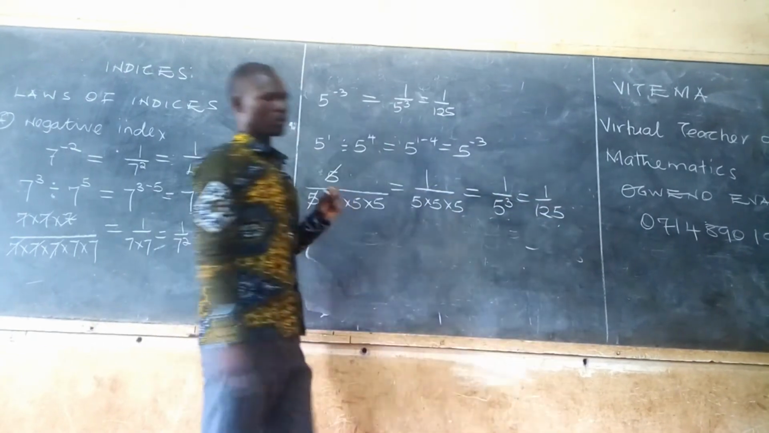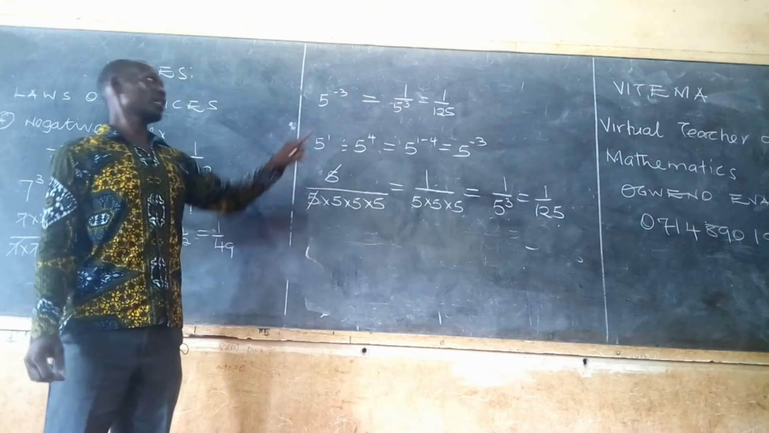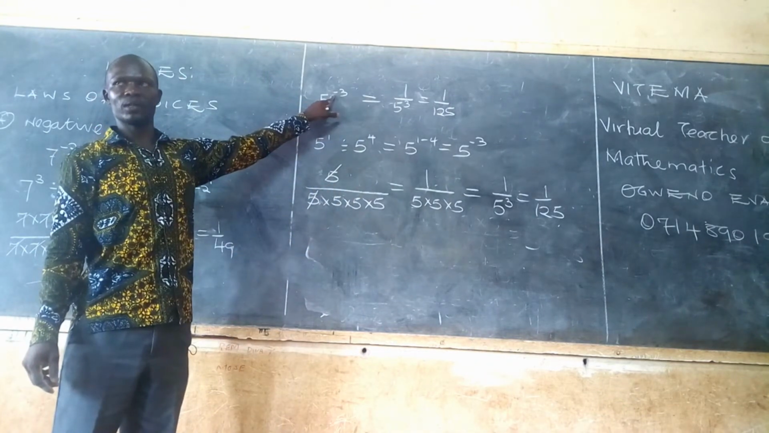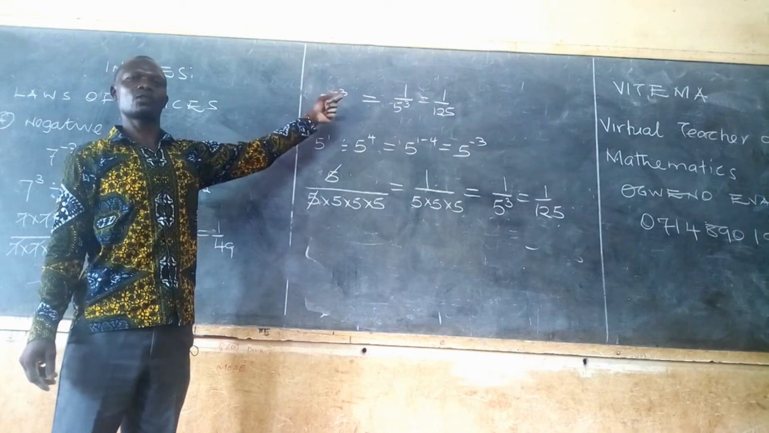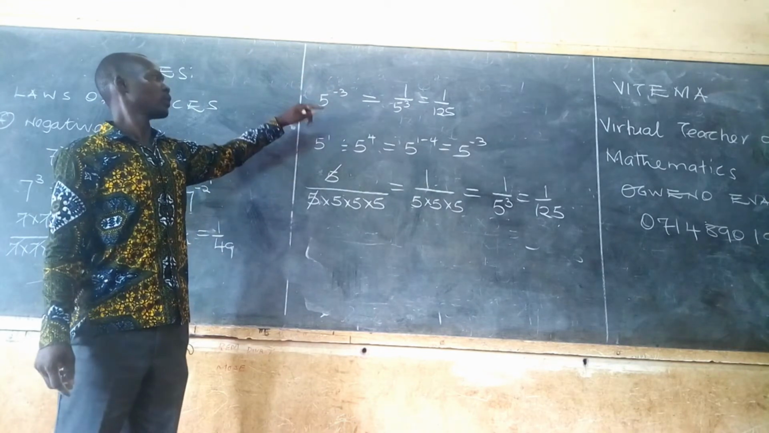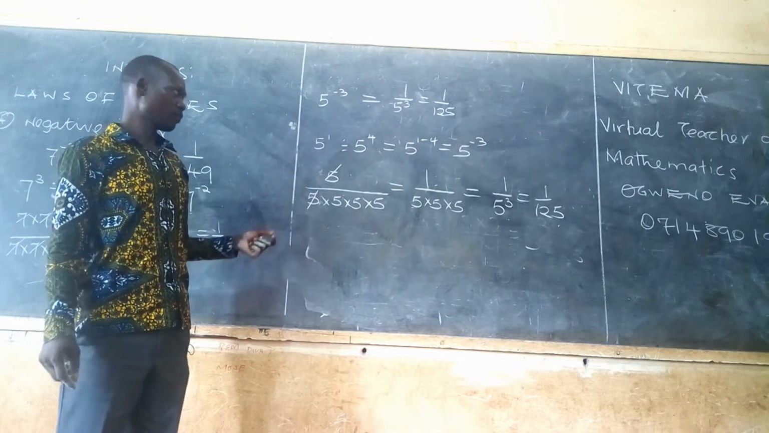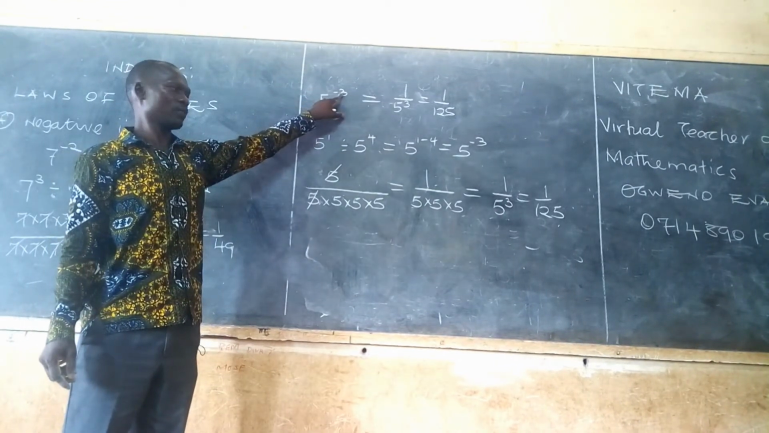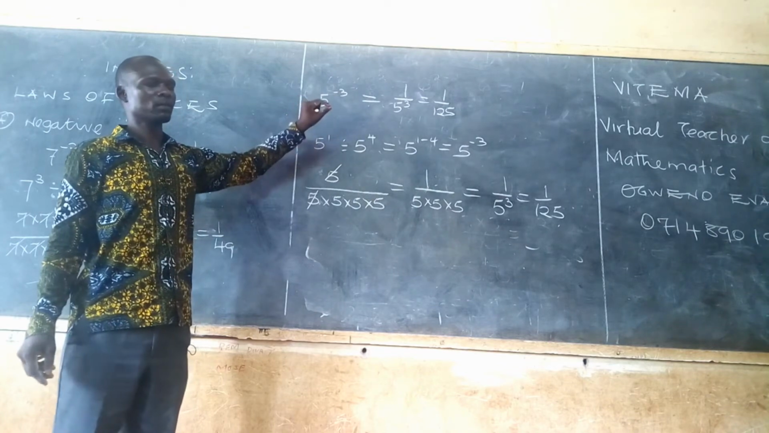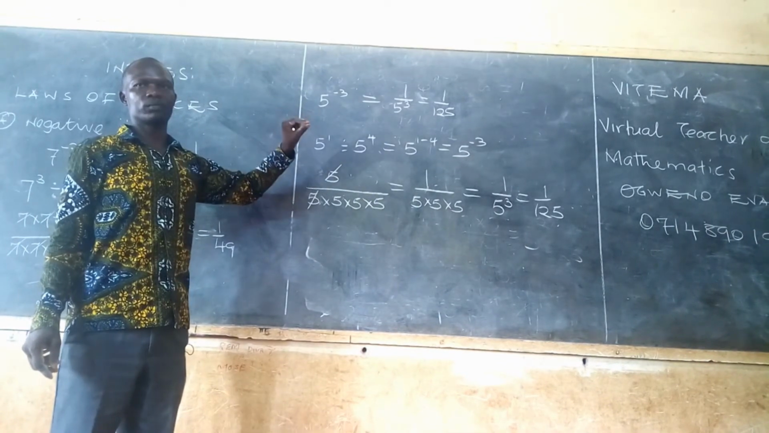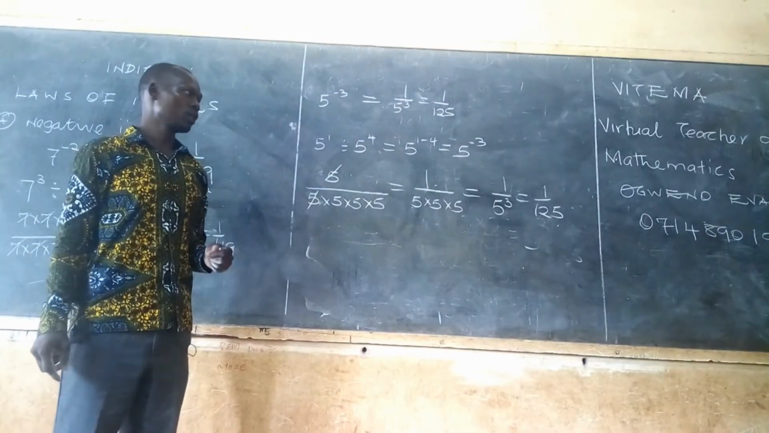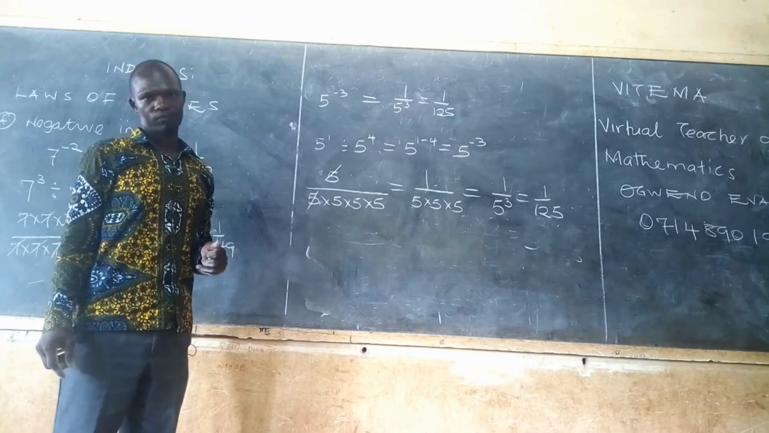1 over 125. In other words, always remember that anytime I am given a negative power, I get 1 over the reciprocal. You just get the reciprocal of the number, then the power becomes positive. 5 to the power negative 3 becomes 1 over 5 cubed. It is an area that also confuses students a lot.